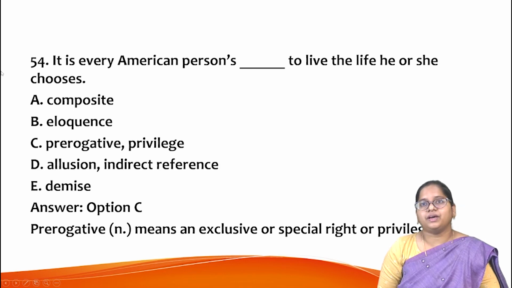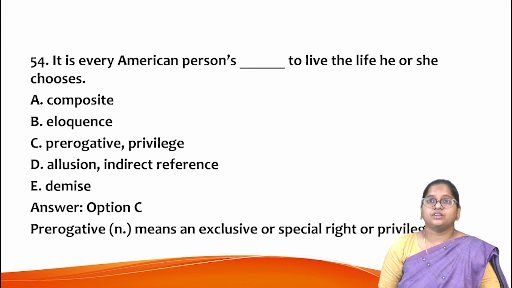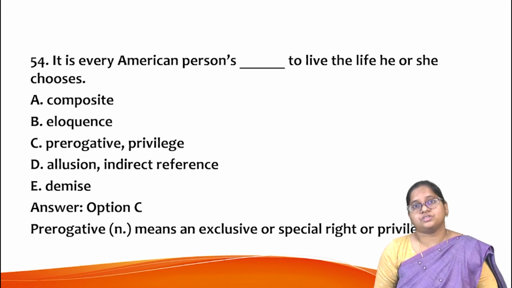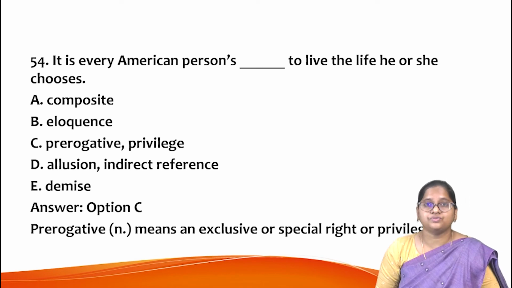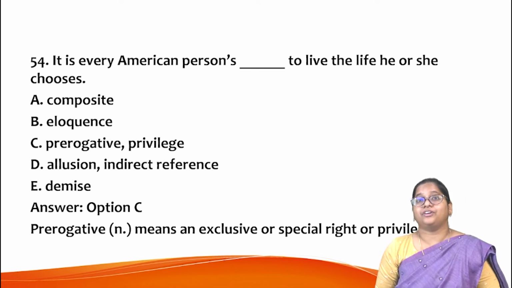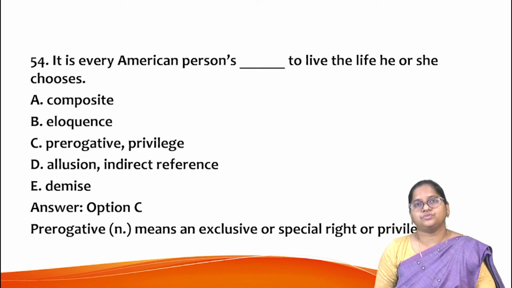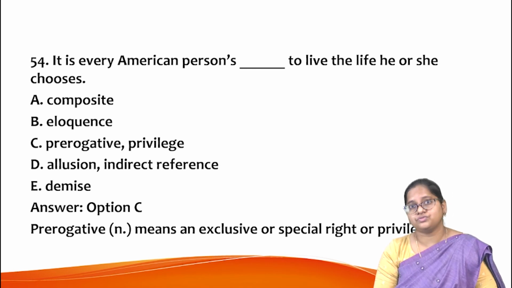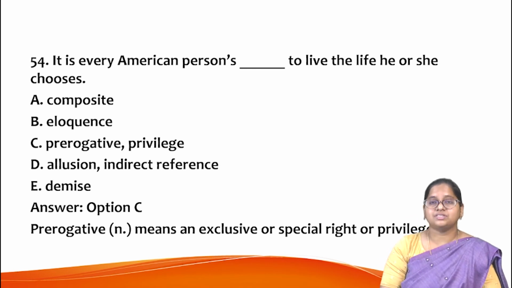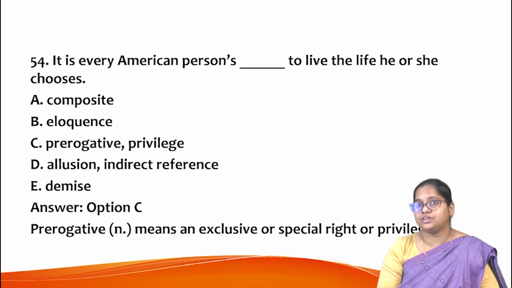Fourth: it is every American person's blank to live the life he or she chooses. Composite? Eloquence? Or prerogative? Illusion? Or demise to live the life he or she chooses.